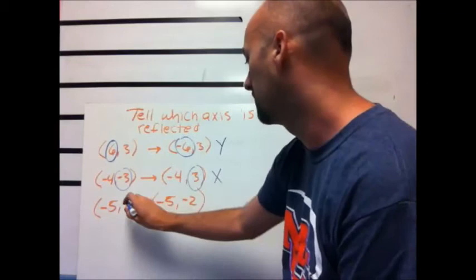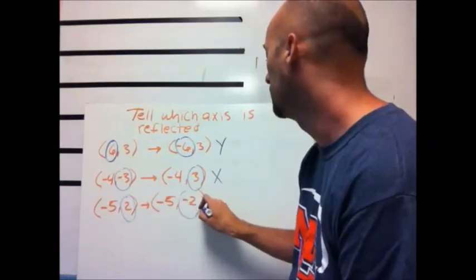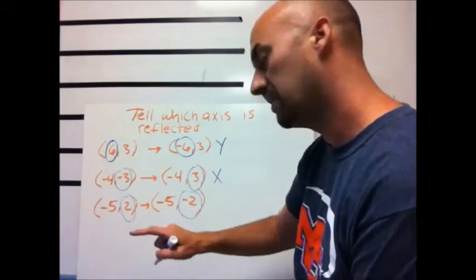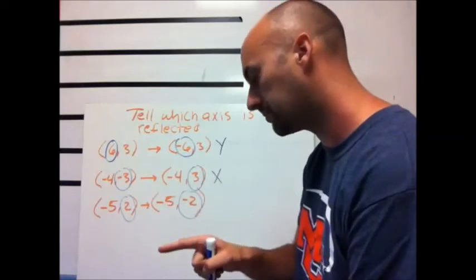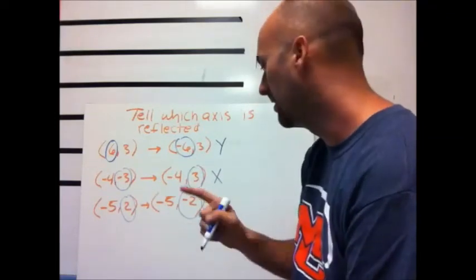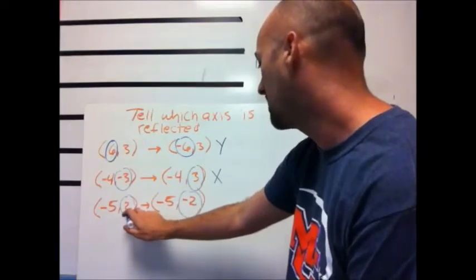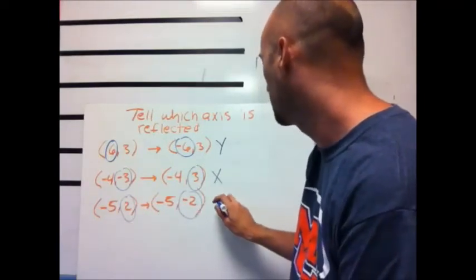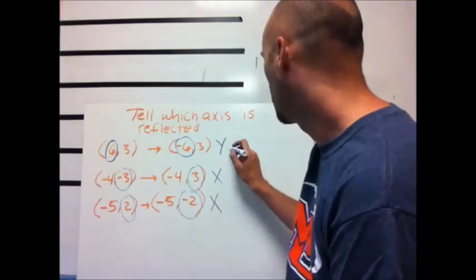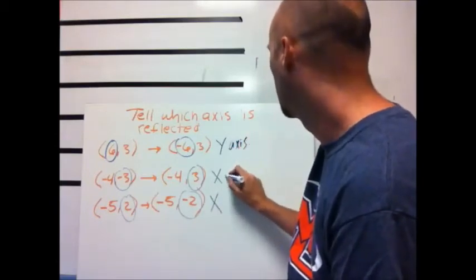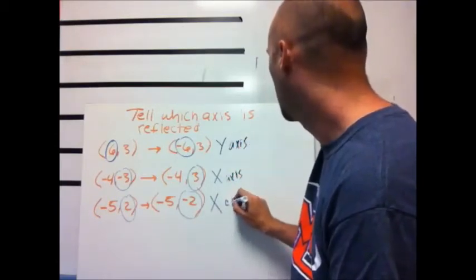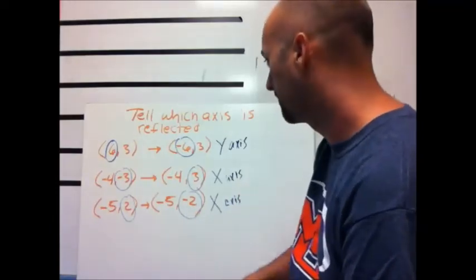-5, -5, that's not different. Here it is though. If you reflect across x, y changes. If you reflect across y, x changes. Well, in this case, I reflected across the x because my y is what changed.